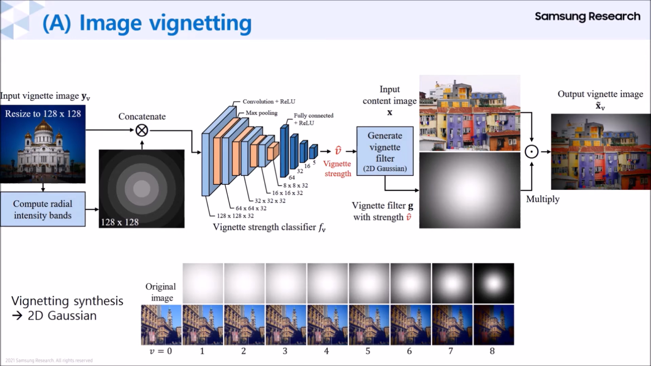To train our neural network for vignetting strength classification, we use synthetic images. We use 2D Gaussian filters to simulate different vignetting strengths.